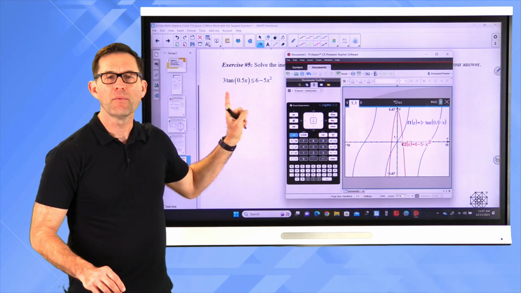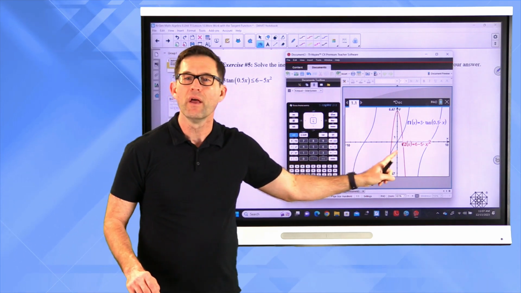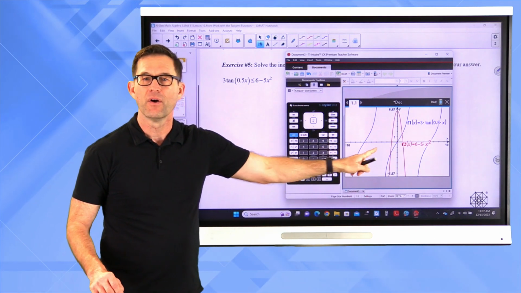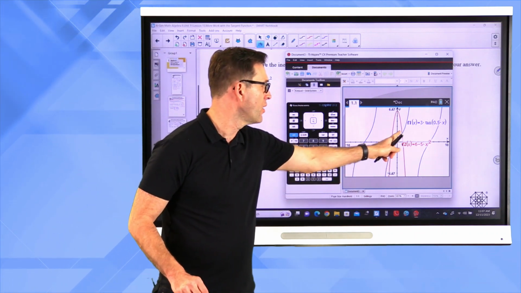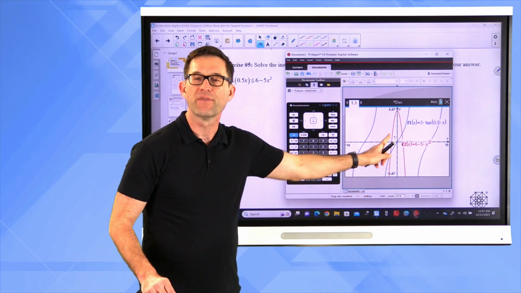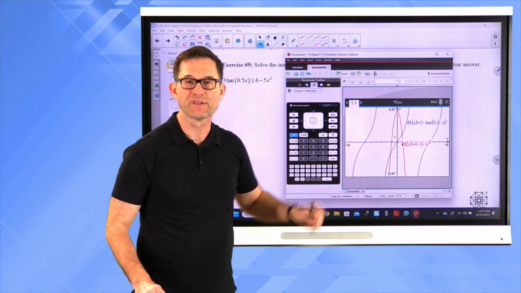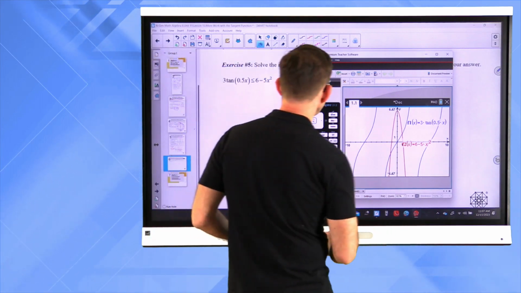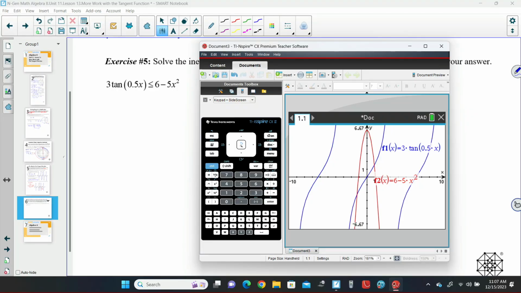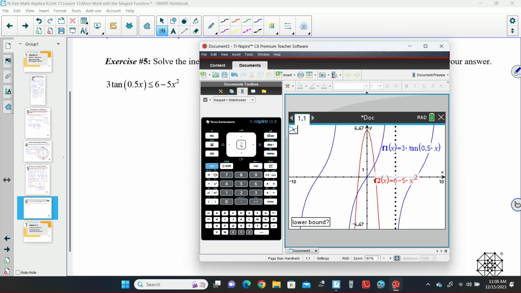Now remember, I'm looking for where the tangent graph is less than or equal to this quadratic graph, right? And that's going to be between those particular 2 intersection points, right? The tangent graph will be below those 2 particular intersection points. So what I need to do is find the intersection points. That's simple enough by going into my menu, analyzing my graph, finding my intersections.